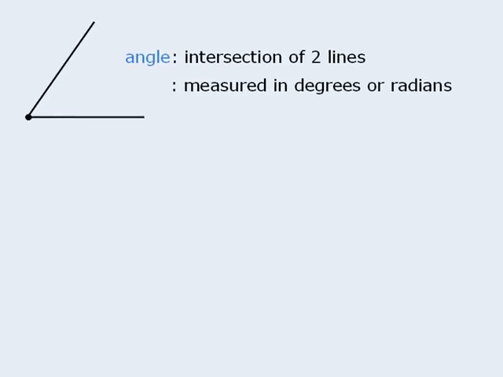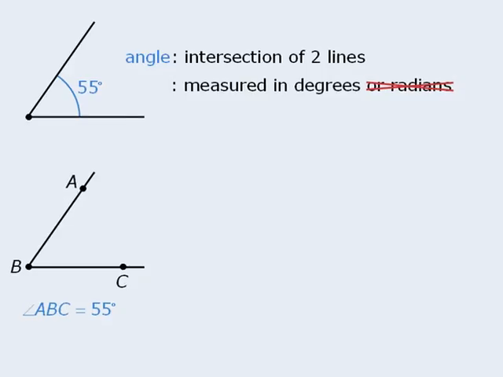Angles can be found at the intersections of two lines, and they are typically measured in degrees or radians. Now the GRE only requires you to know about degrees, so you don't need to worry about radians. Now this particular angle has a measurement of 55 degrees, which we can denote in several ways other than the one shown here.